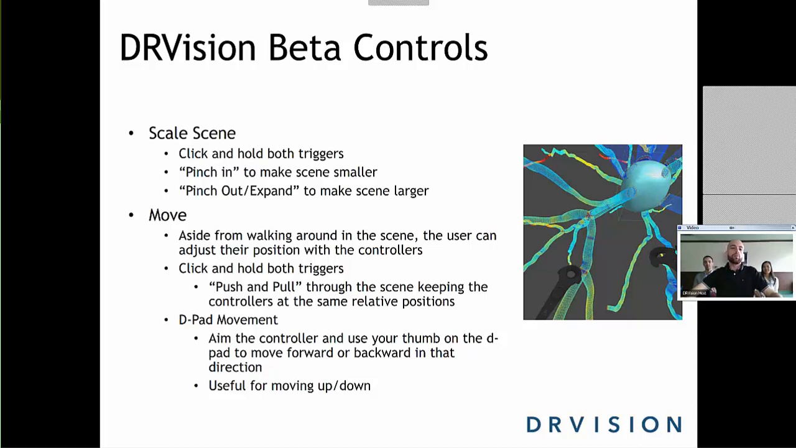But you can also pull yourself through the scene and change your relative position, because you don't have unlimited space. You're still in a VR environment, which is about 6 by 6. There's also D-pad movement. You can aim your controller and use the D-pad, and based on where your thumb position is, it's how fast you can fly through a scene, for example.